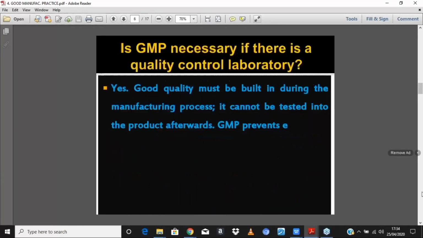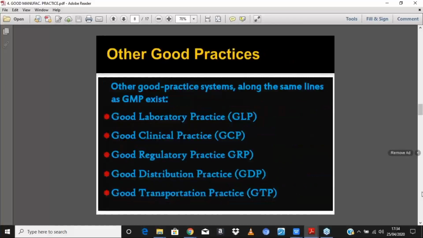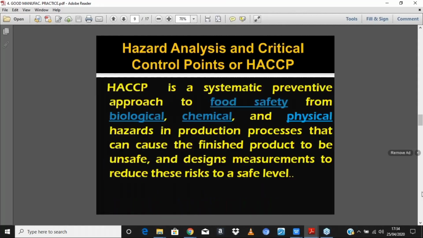Then we went on to look at other forms of practices as well. We said we have good laboratory practice, good clinical, regulatory, distribution, and also transportation practice, from which we proceeded to HACCP, which is hazard analysis and critical control point. And we said HACCP is a systematic preventive approach to food safety. What are we trying to protect the food from? Biological hazards, chemical hazards, and physical hazards.